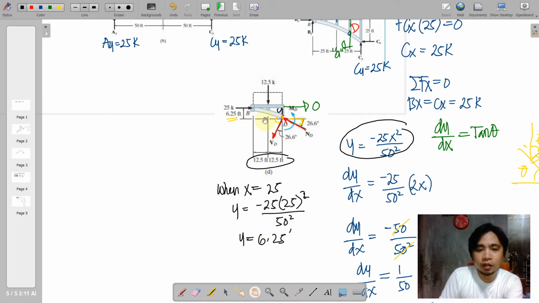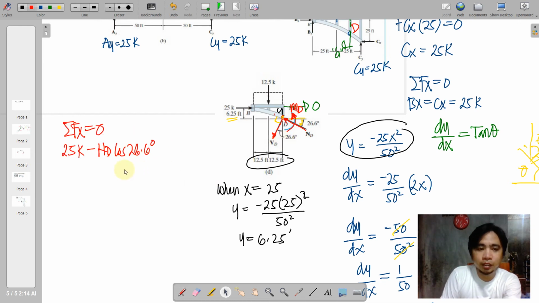So why do we need to have 6.25? So that if we're going to take moments at D, then we can compute for the value of the moment at D. So let me just highlight that one. So first, we are going to take summation of forces along X equal to 0. So first we have rightwards 25, and then normal at D is actually leftwards, and it is adjacent to your reference angle 26.6 degrees. So we're going to use the cosine function.